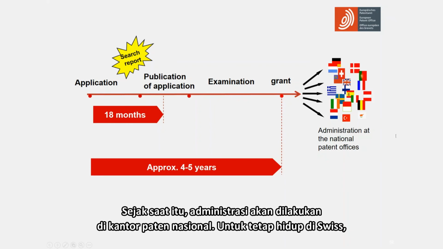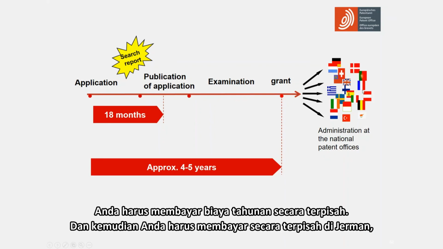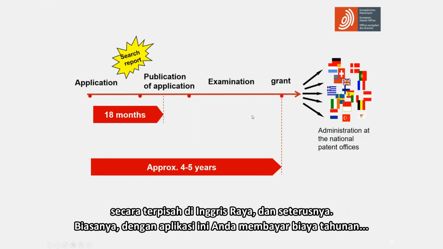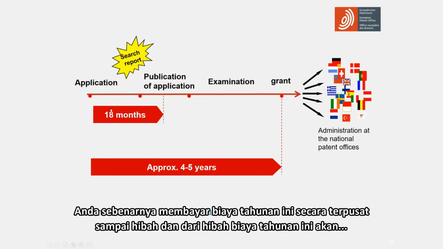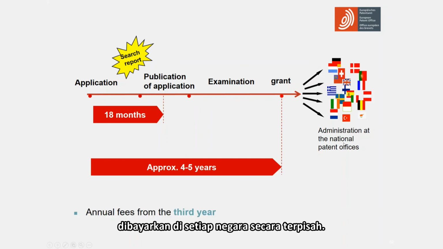From that point on, the administration will happen at the National Patent Office. So in order to keep it alive in Switzerland, you have to pay the annual fees separately. And then you have to pay separately in Germany, separately in Great Britain, and so on and so forth. Normally, with the application, you pay the annual fees for 3 years, and from the third year on, you have to pay annual fees even if it is still not granted. So you actually pay these annual fees in a central manner up until the grant, and from the grant on, these annual fees will be paid in each country separately.